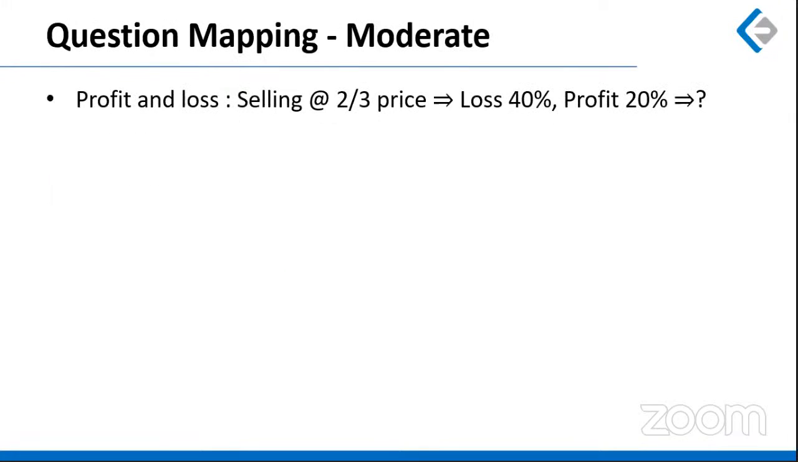Question mapping of moderate questions. This was the one based on profit and loss, where if you sell at 2/3 of the price, there is a loss of 40%. So at what price should you sell in order to get a profit of 20%? This simply works with the assumption of values, and you can solve this question assuming certain values.